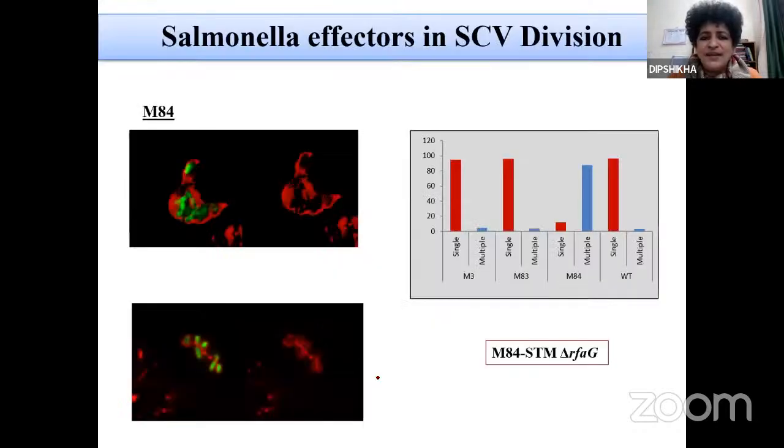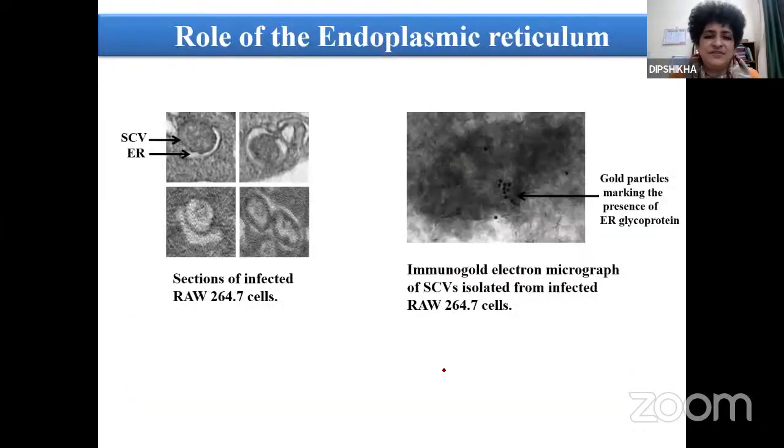And now let us understand. This is the same thing I mentioned to you: more experiments with RfaG show that this bacterial mutant was not able to maintain a single bacterium in a given vacuole, but ended up with multiple bacteria in a vacuole, and they proved to be totally non-virulent. That means when you infect the cells, you don't get any viable cells at the end of 16 hours of infection. Then the role of the endoplasmic reticulum in vacuolar division, as I mentioned, is very important.